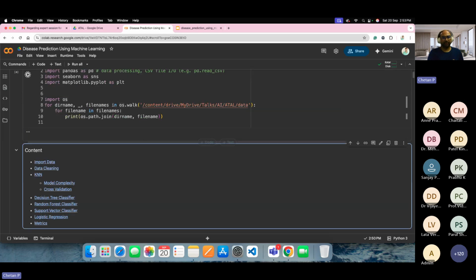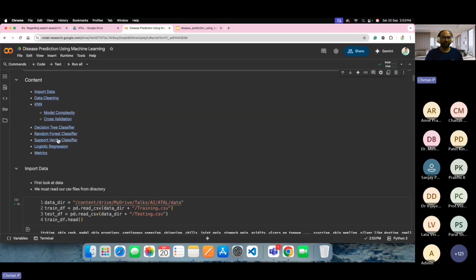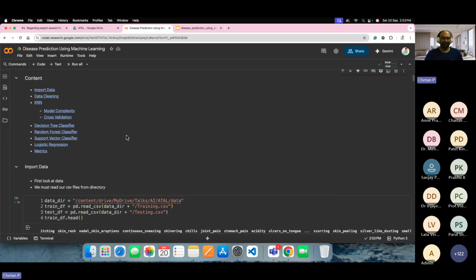I have the data in my drive, and you can see it's listing testing and training CSV data. In this notebook, we are following all the steps that we were discussing: importing the data, then data cleaning, then we will apply k nearest neighbor, check the model complexity, then apply cross-validation, decision tree, random forest, support vector classifier, logistic, and metrics. All the things that I explained in the session, we are going to do practically.